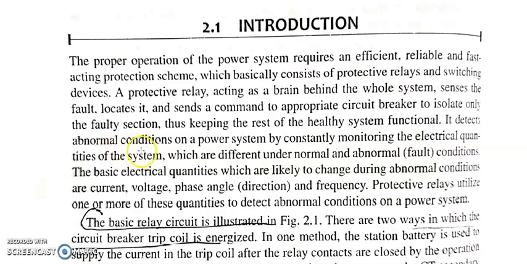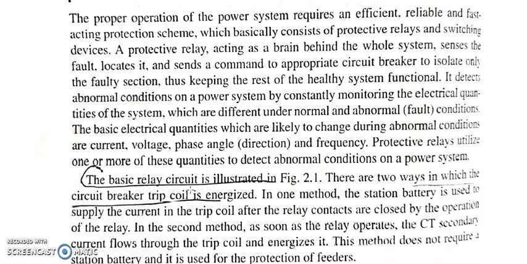So it detects abnormal conditions on a power system by constantly monitoring the system, which differs the parameters from normal as well as abnormal, that is fault conditions. We know that the basic electrical quantities which are likely to change during any abnormalities or faults are current, voltage, as well as phase angle and frequency. So protective relays utilize all these quantities to detect the abnormal conditions on the power system.